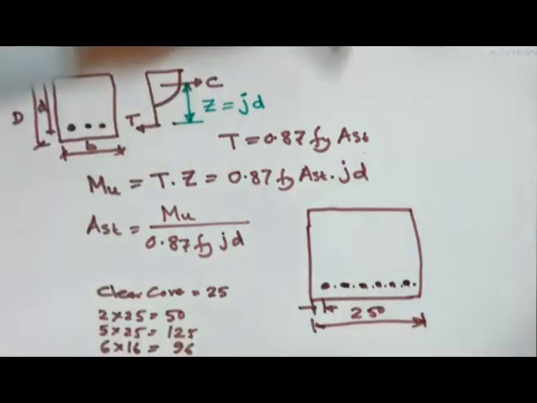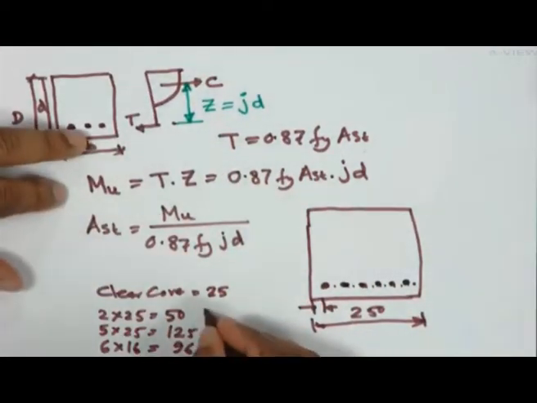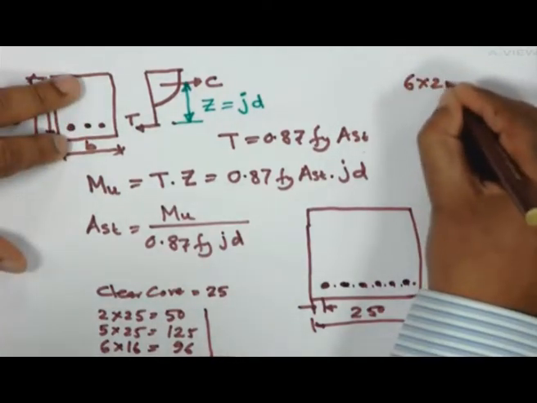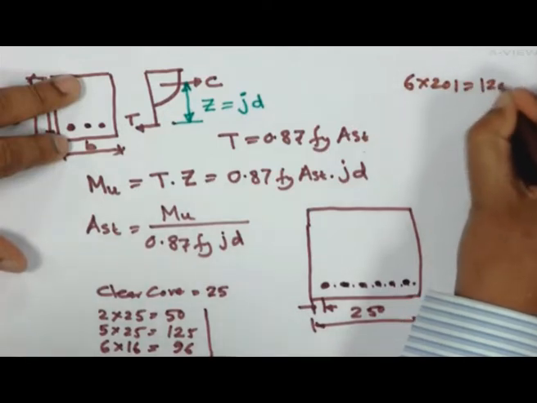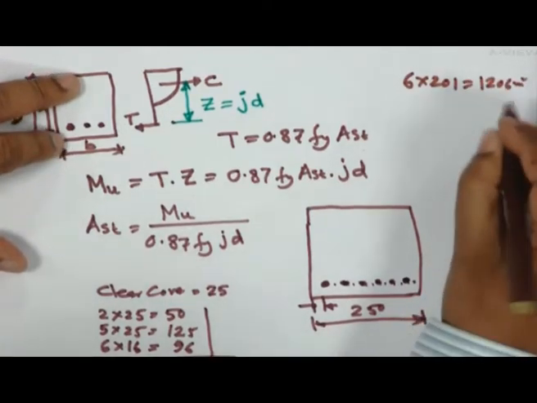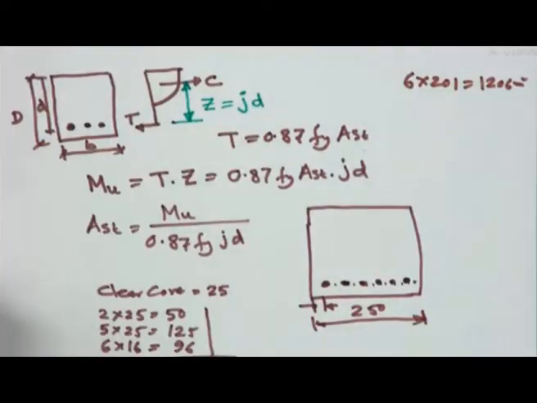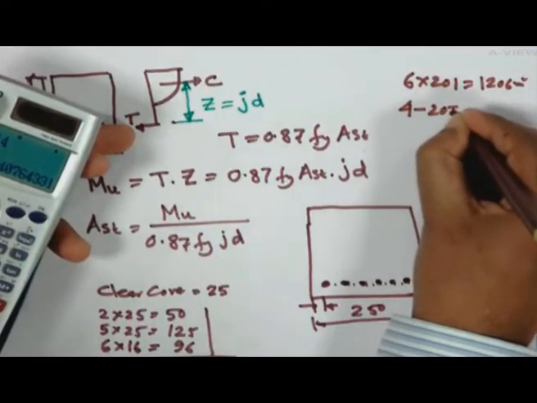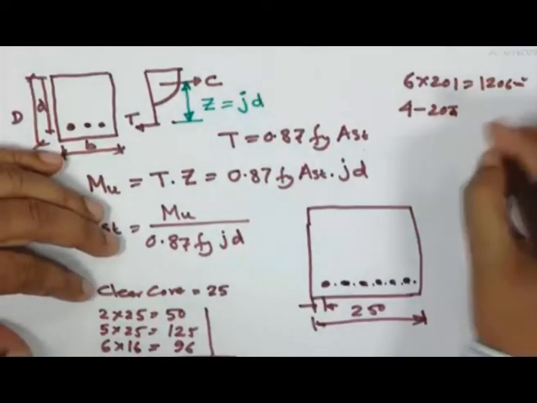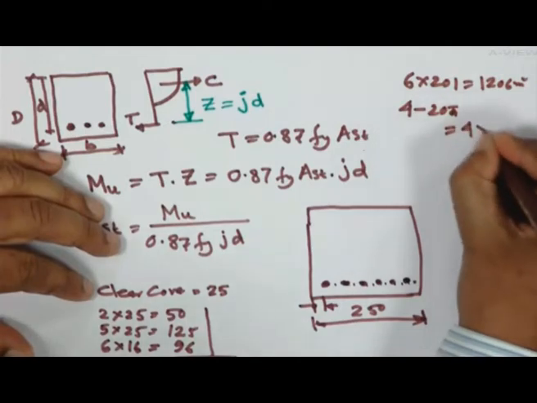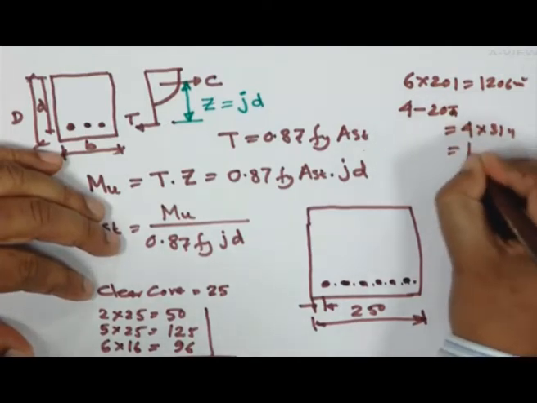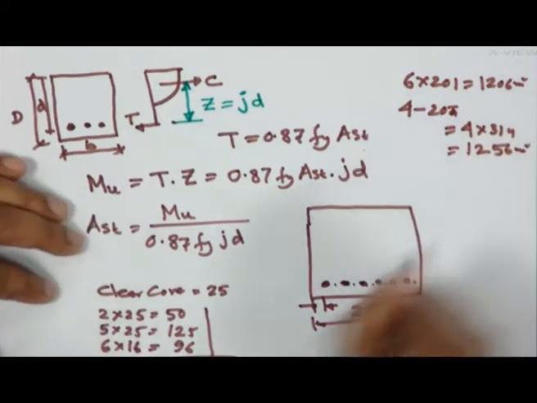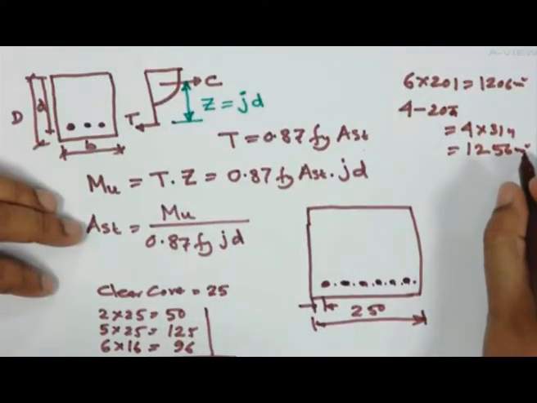Let us see how that option goes. I found that 6 into 201 is equal to 1206 millimeter square. And if I use 420, that will be 4 into 314, which is 1256, a little more. Anyway, it's all right. We are getting 1256 square millimeter here.